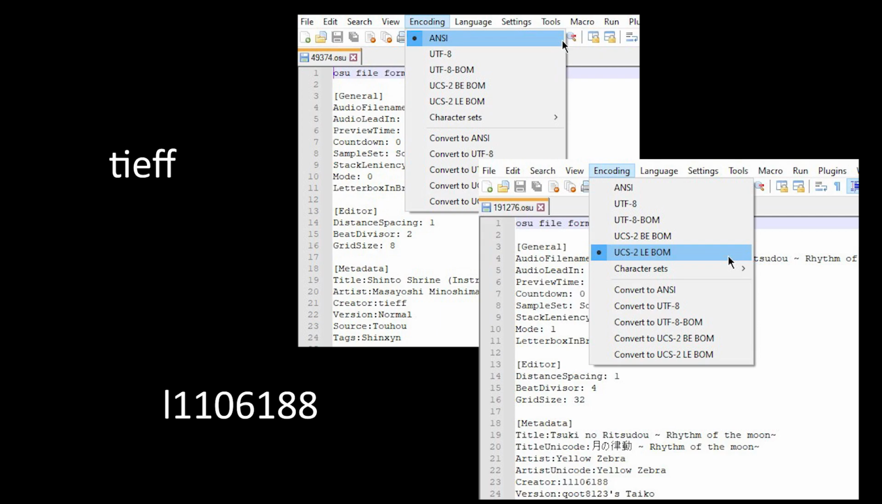Special shout out to TF and L1,106,188 for using a different encoding on their maps for whatever reason. My code really appreciated that, so thanks.